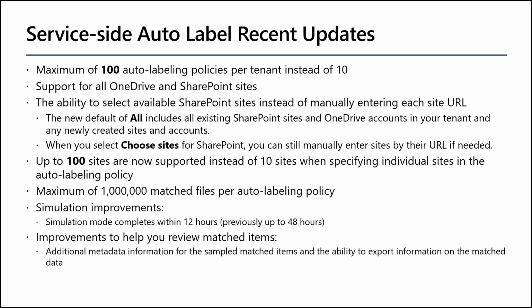With that being said, we're going to jump on over into the updates overall. One of the cool things is that previously we used to have a maximum number of 10 auto labeling policies per tenant. Now we have increased that to 100. We now have support for all OneDrive and SharePoint sites. It's actually the default configuration you have when you go into your environment.